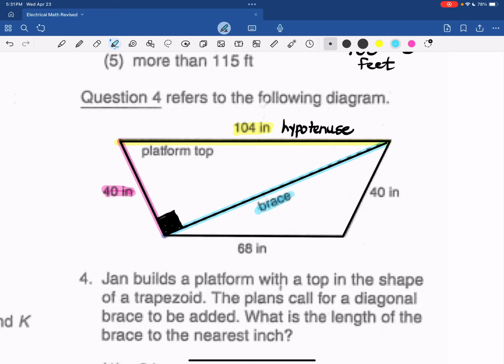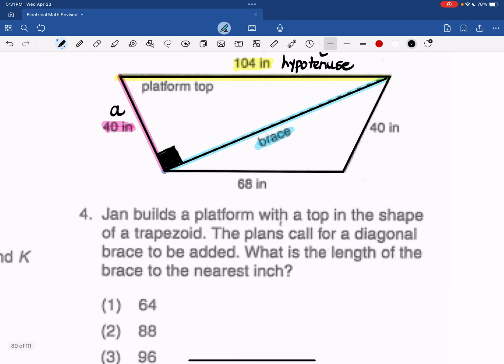I bet I know what the question's going to be. But let's read it and see. Jan builds a platform with the top in the shape of a trapezoid. The plans call for a diagonal brace to be added. What is the length of the brace to the nearest inch? Well, we know that the hypotenuse is C, and we know that this is either A or B. It doesn't matter. So let's use the Pythagorean theorem.